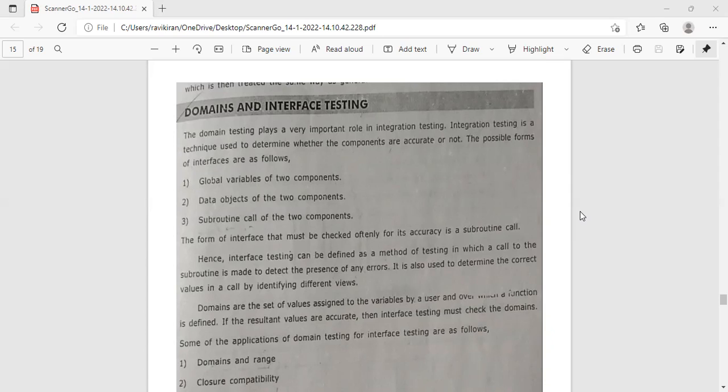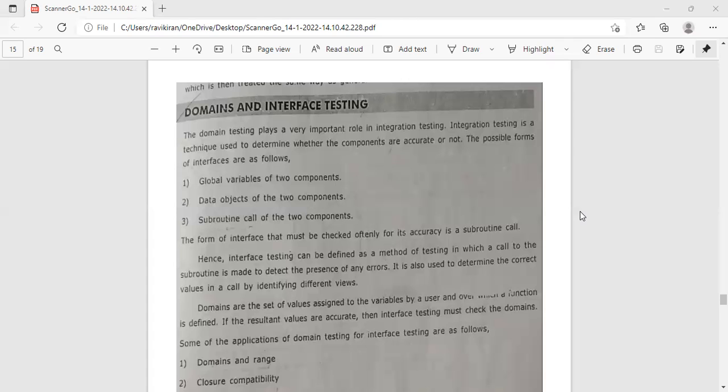Domain testing plays a very important role in integration testing. Integration testing is a technique used to determine whether the components are accurate or not.